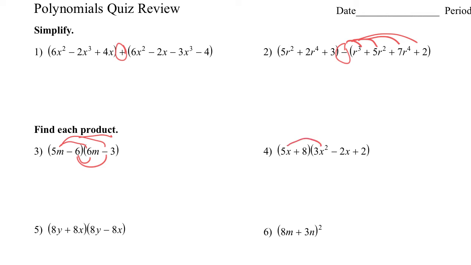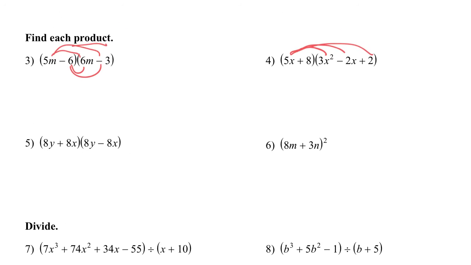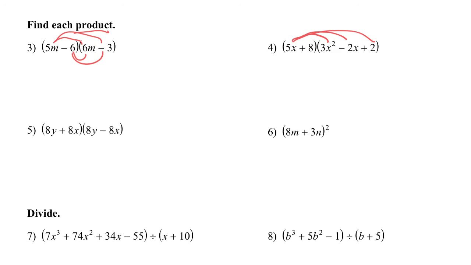When it looks like number 4, you just have to do more distributing, for each one. So the 5x times all three, and then the 8 times all three. After you're done multiplying, you always combine like terms. So number 5 here is a little different because it has two variables, but it's the exact same idea.